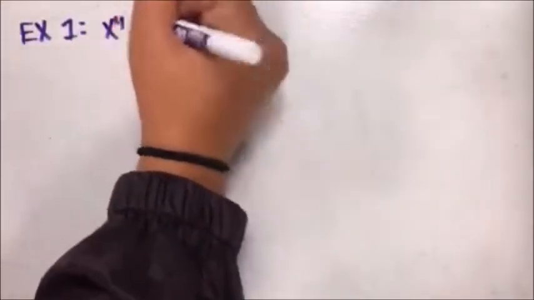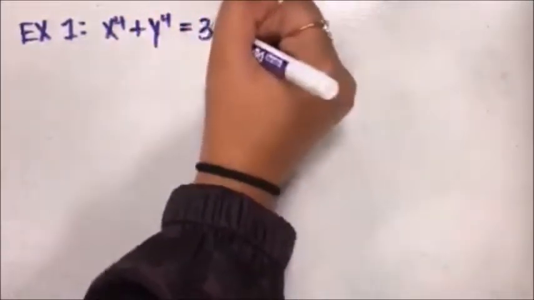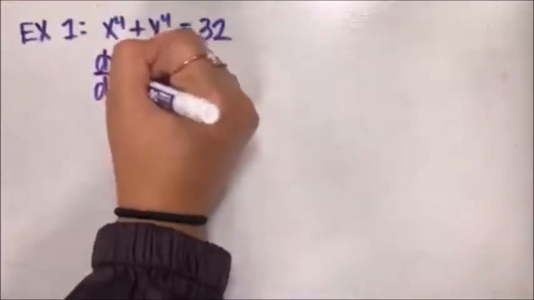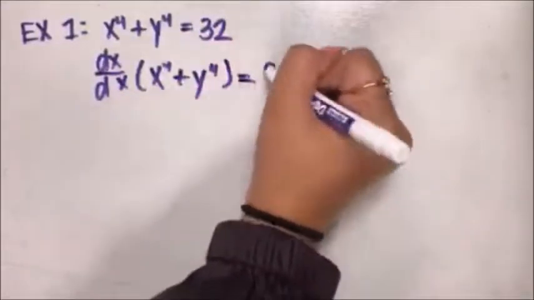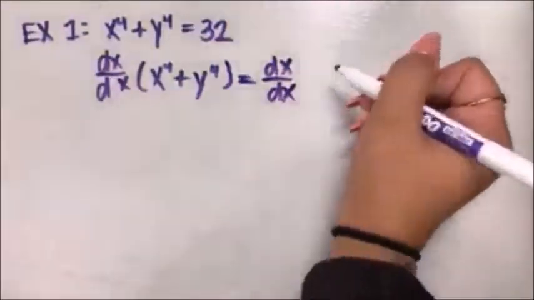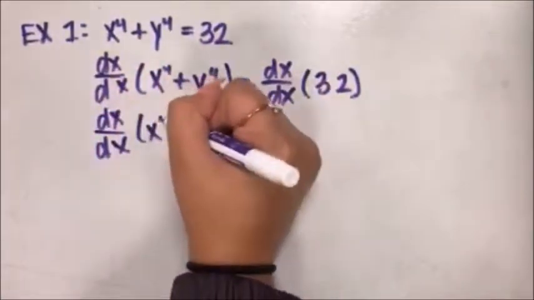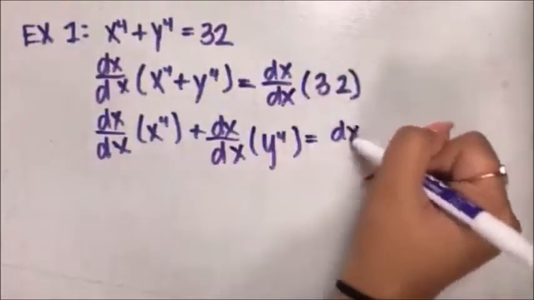For example, let's start with x to the fourth power plus y to the fourth power equals 32. The first thing you want to do is differentiate both sides of the equation. So you have d/dx of x to the fourth power plus y to the fourth power equals d/dx of 32. You want to differentiate each term separately, so that we have d/dx x to the fourth power plus d/dx y to the fourth power equals d/dx 32.